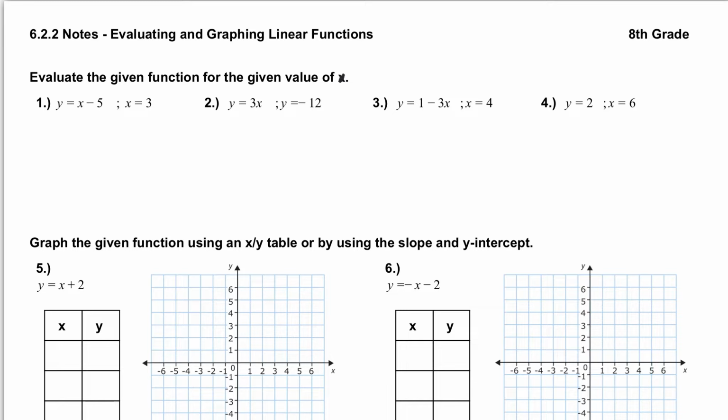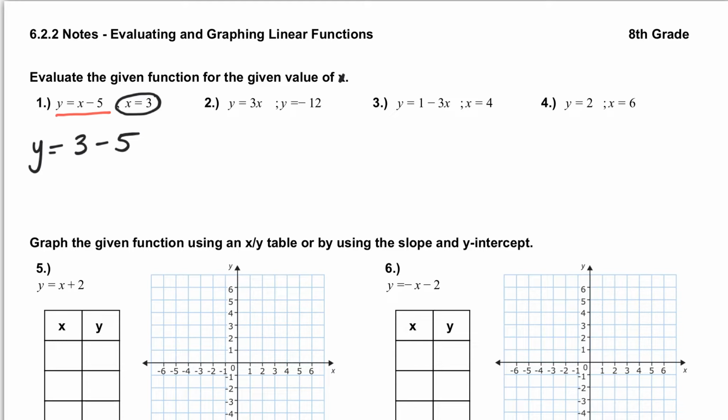Okay. The only thing confusing here might be being able to read what the problem actually says. So for number 1, here's our function: y is equal to x minus 5. Then we have a little semicolon, x equals 3. This semicolon x equals 3 tells us that we want to plug in the value 3 into our function for x. So we're going to rewrite the function, but instead of writing x, we're going to plug in a 3. So we get y is equal to 3 minus 5.